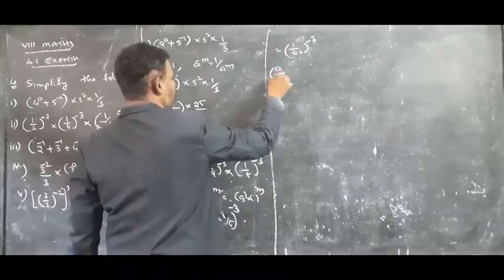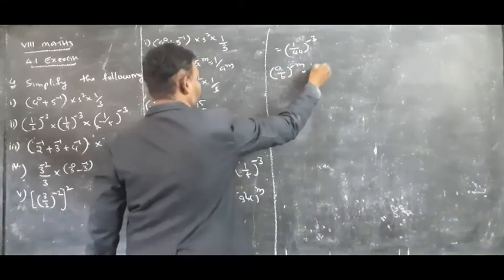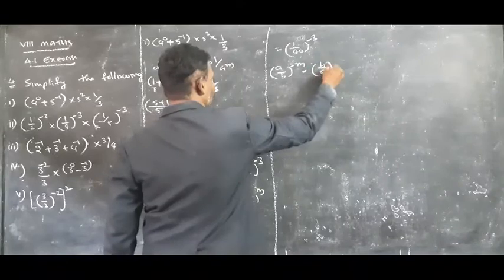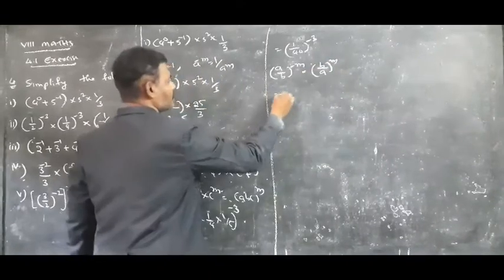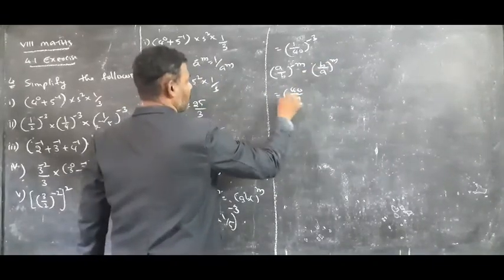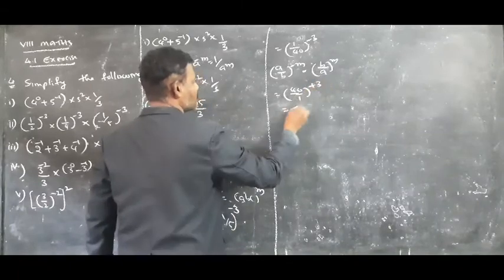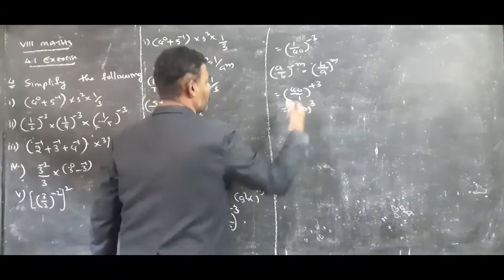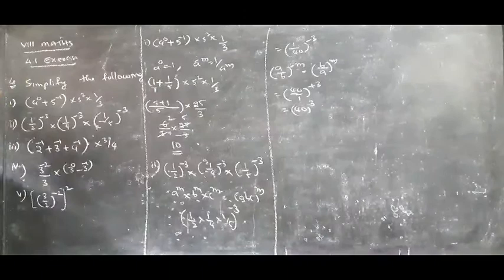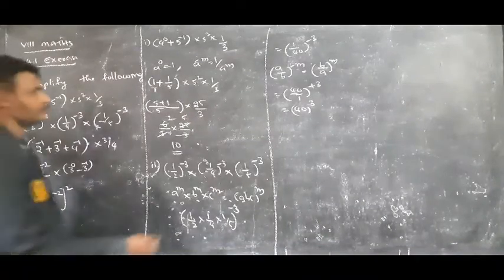See, a by b whole power minus m we can write as b by a whole power plus m. So it is 40 by 1 whole power plus 3. So what is the final answer here? 40 power 3. Then what about the third question?